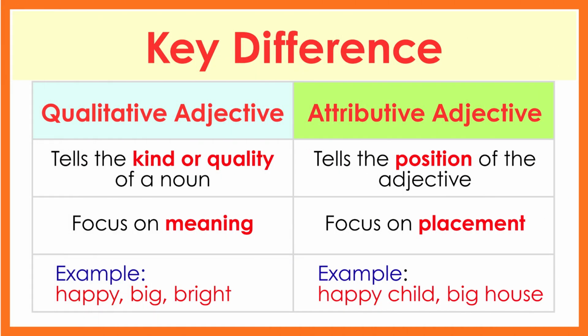The key difference. Qualitative adjective tells the kind or quality of a noun, while attributive adjective tells the position of the adjective. Qualitative adjective focus on meaning. Attributive adjective focus on placement. Qualitative adjective. Example: happy, big, bright. While attributive adjective. Example: happy child, big house.